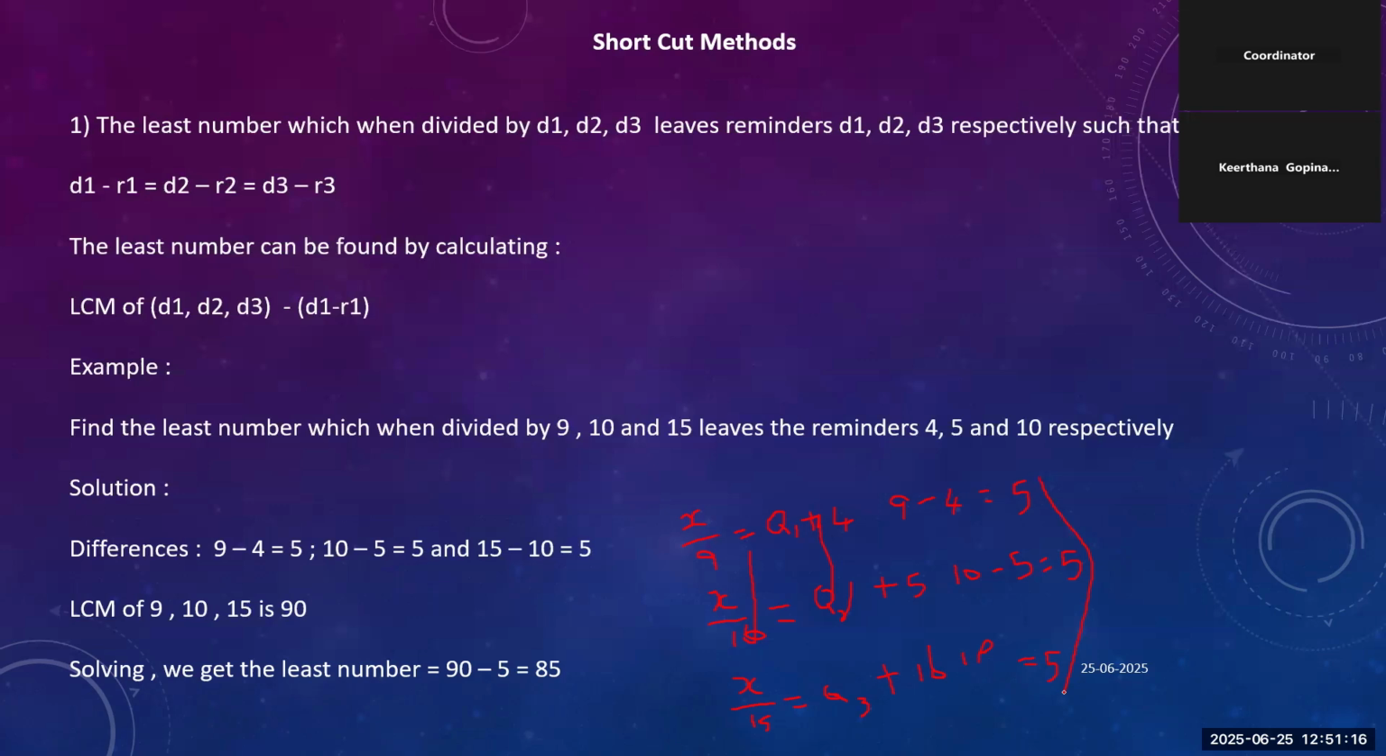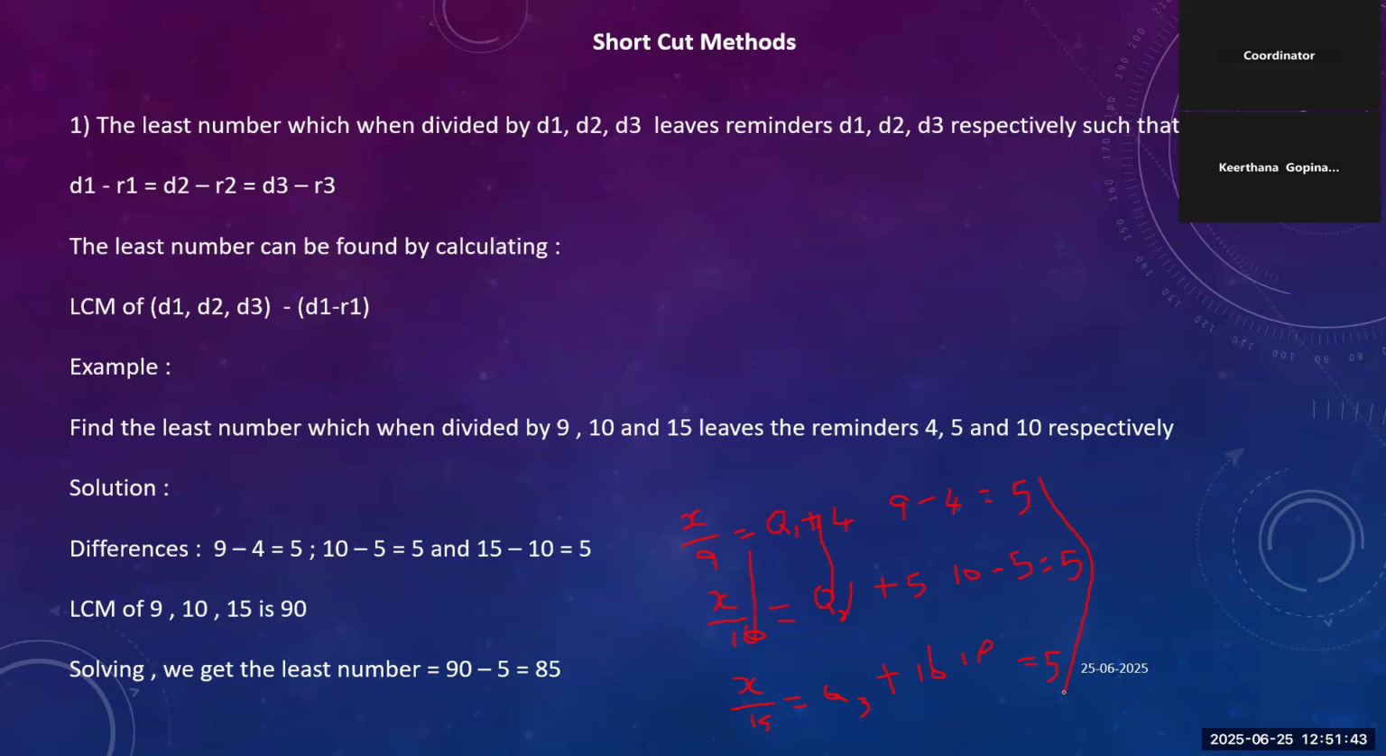LCM of the 3 divisors is what? 90. The difference between the divisor and the remainder is 5. So LCM minus that figure, 5, will give you the least number, which will give this result.